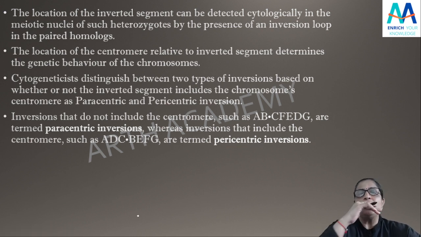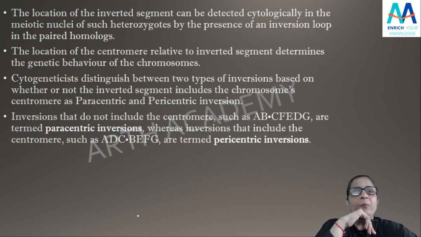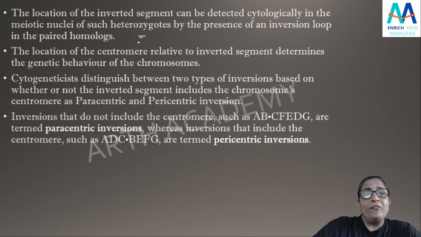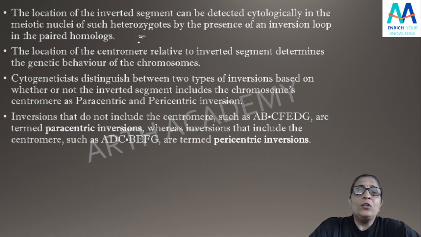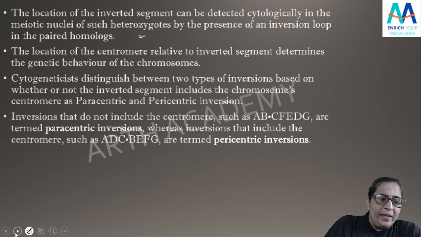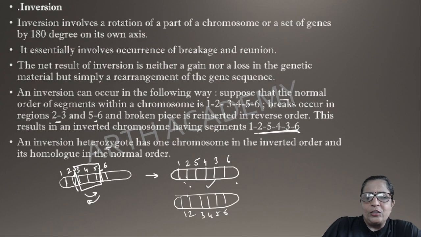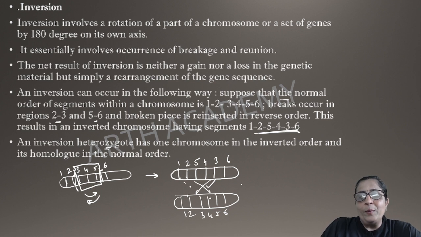Now, the location of the inverted segment can be detected cytologically in the meiotic nuclei of such a heterozygote. If we are talking about the heterozygote, तो inverted segment का लोकेशन आप फाइंड आउट कर सकते हैं. Yes, कैसे? By the presence of an inversion loop. As I told you, if this is the situation and if I want to cross over, so crossing over में प्रॉब्लम हो जाएगा because the pair will not form. One is inverted, one is normal.